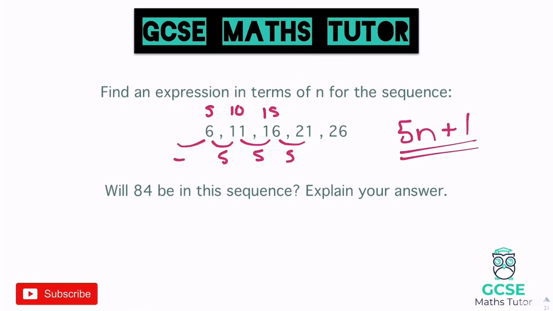We could have gone back 5, which would have given us the number 1, which is a positive one, and that's just another way that we could have a look at it. Now it says, will 84 be in this sequence? Explain your answer. Now, there's 2 different ways of doing this. This one in particular, I'd like to use more of a logical approach.